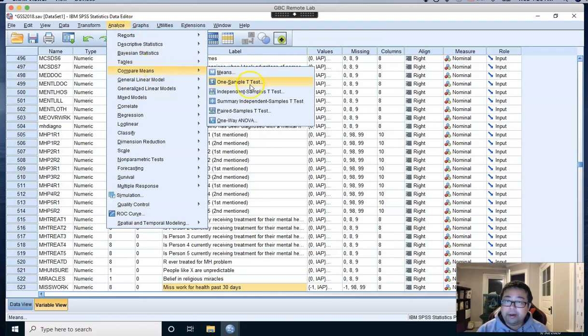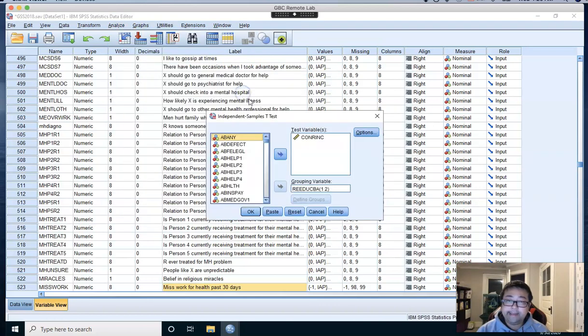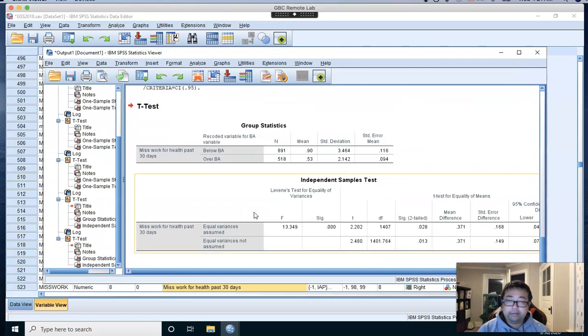Analyze, Compare Means, and Independent Samples T-Test. We already have the education level, so maybe you don't need to change it. And the missed work comes here. Alright, and OK. So below BA, the mean days within 30 days is 0.9, so less than 1 day. Even though it is less than 1 day, we can compare the average level.